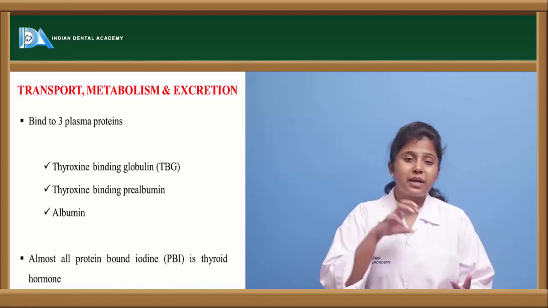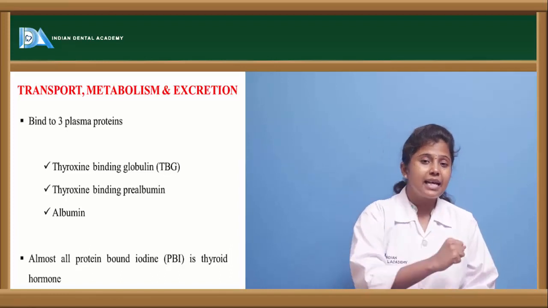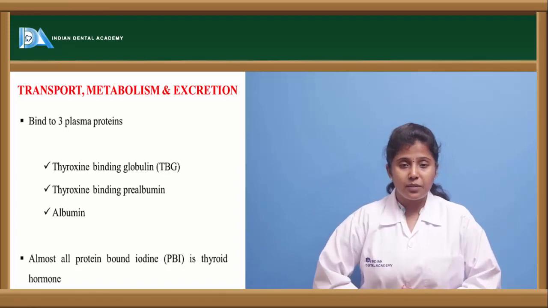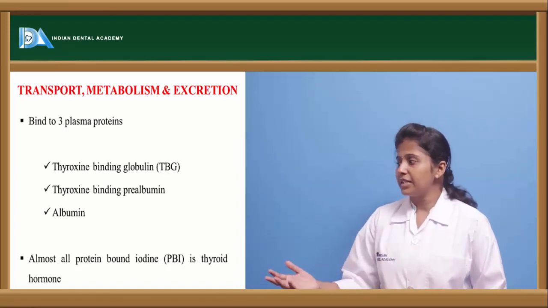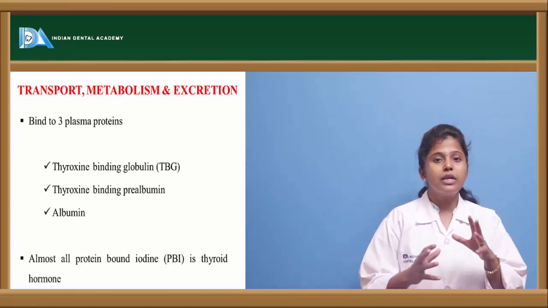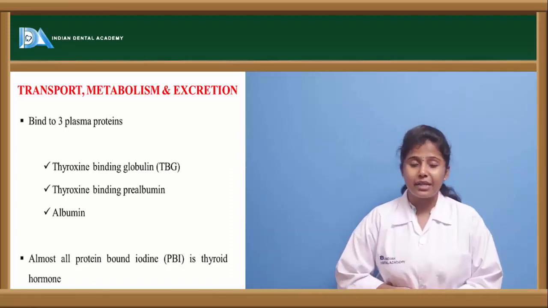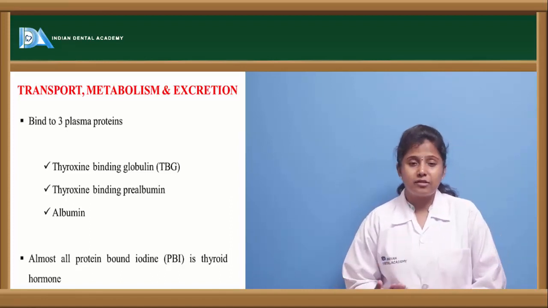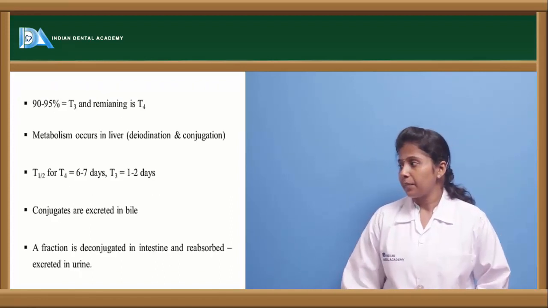Here they bind to these plasma proteins, and thereby they are getting distributed all over the body. Almost all protein bound iodine is thyroid hormone. This thyroid hormone has greater affinity to all these plasma proteins, and thereby it is distributed effectively.